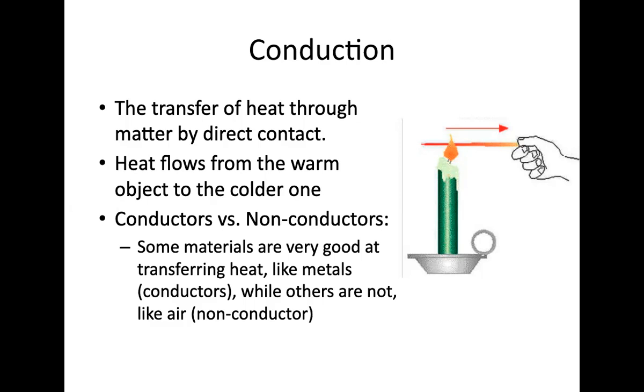So there are conductors versus non-conductors. Some materials are very good at transferring heat, like metals, while others are not, like air. So metals are a great example of a conductor, and air is an example of a non-conductor.